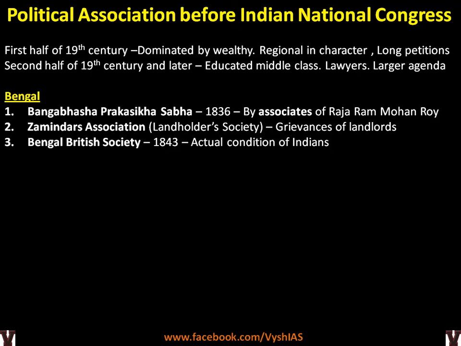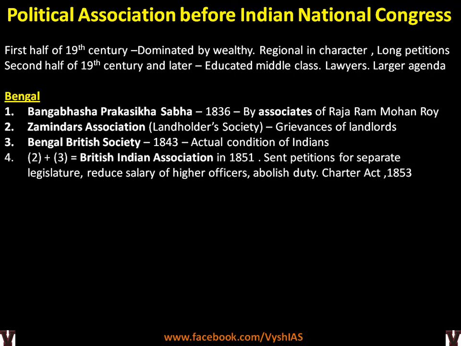So this is, I think, in the order of timeline. So 1840s, the actual conditions of the Indians. Indian problems were raised through this society, Bengal British Society. Now the second and third, the Zamindars Association and the Bengal British Society, will come together and form a very important body called the British Indian Association. So you see, British Bengal is changed to British Indian by merging with the Zamindars Association.